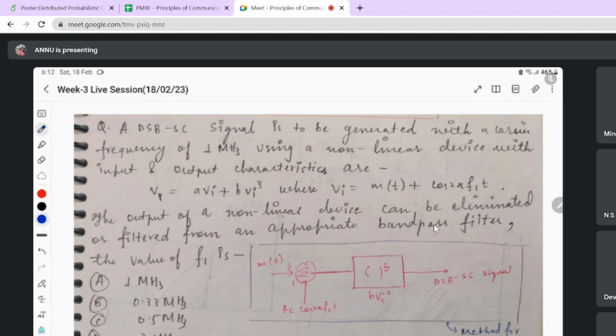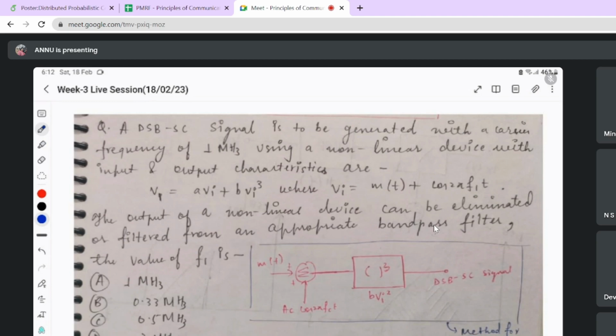So does anybody know about the square law device? Sir taught in the class, right? Basically, we have methods to get the DSB-SC signal. Some books refer to a square law device, some a cube device. Here, in this particular question, it was a GATE question, a very good question, so I'm dealing with it here so that you will have a better understanding.